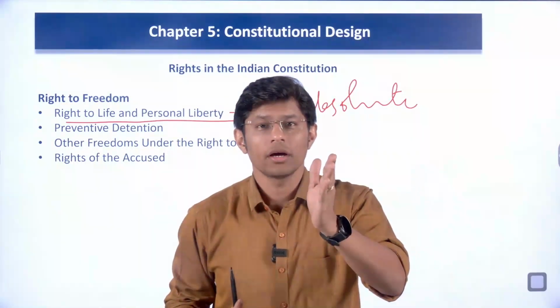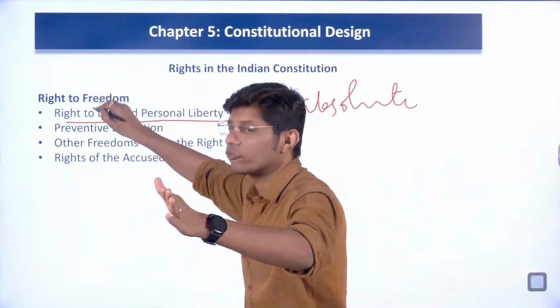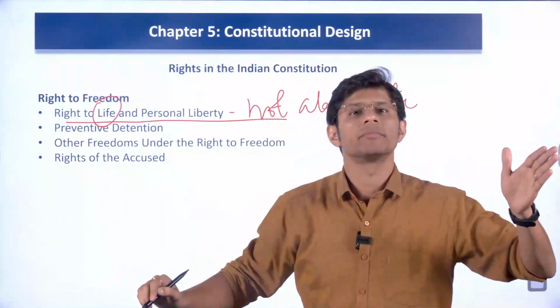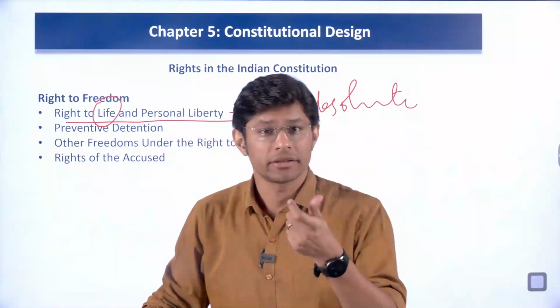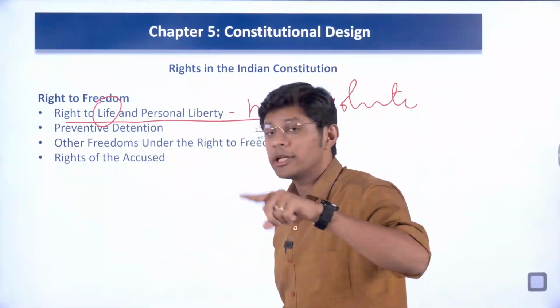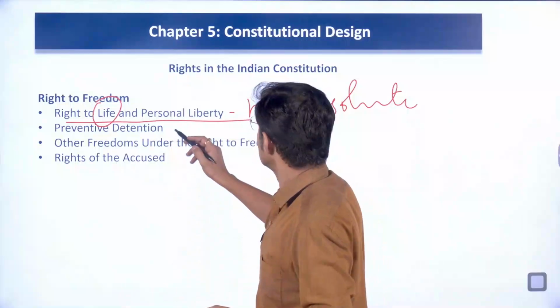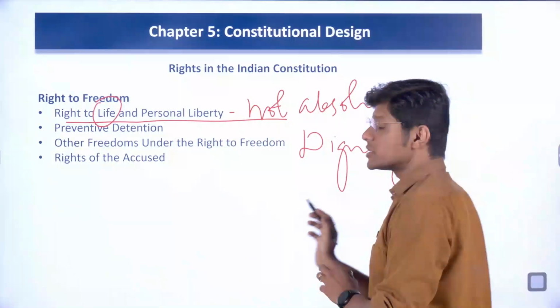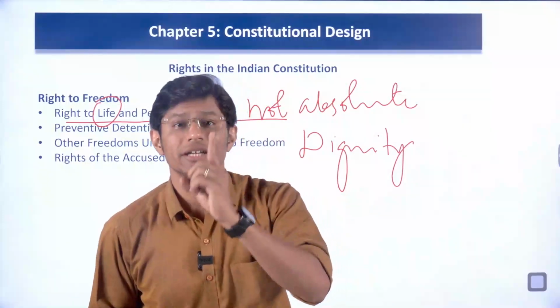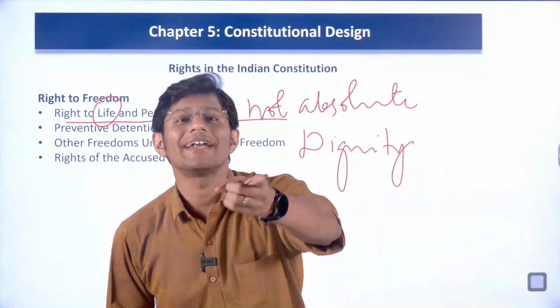The Supreme Court has expanded this right to life over a period of time. For example, the Supreme Court has expanded this right to include other rights like right to live with dignity. So, right to life is not sufficient. Right to live with dignity. Then right to shelter and livelihood.